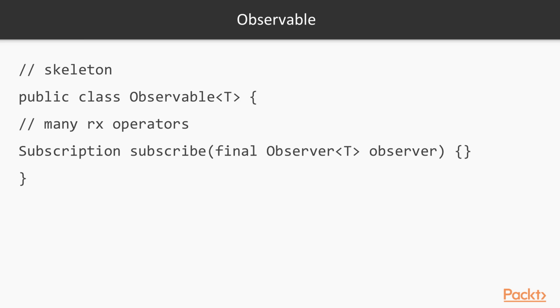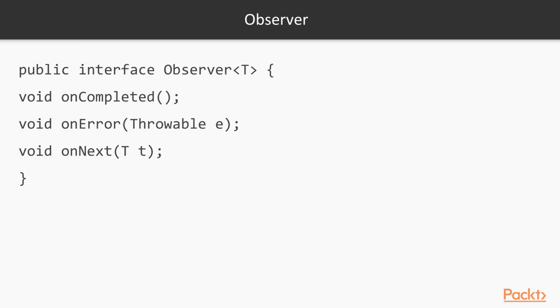Now the second type is the observer, which subscribes to an observable. An observer subscribes to an observable and gets notified of next, error, and completion events. This is the primary reason why threads are not blocked in reactive programming. On next. An observable calls this method whenever it emits an item. This method takes as a parameter the item emitted by the observable.